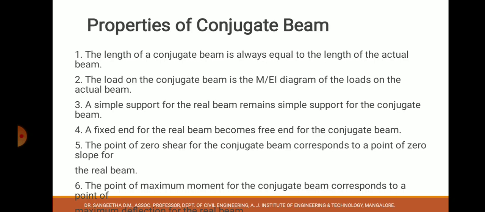A simple support for the real beam remains a simple support for the conjugate beam. A fixed end for the real beam becomes a free end for the conjugate beam. The point of zero shear for the conjugate beam corresponds to a point of zero slope for the real beam. The point of maximum moment for the conjugate beam corresponds to a point of maximum deflection in the real beam.